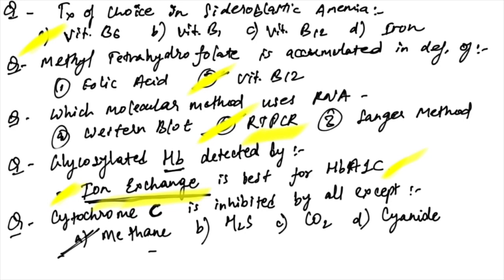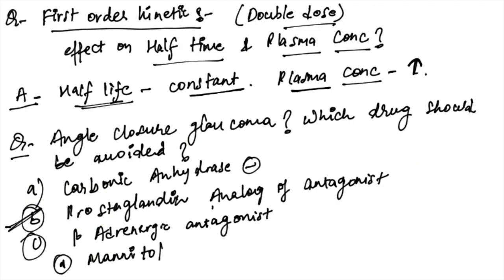Now cytochrome C is inhibited by all except: methane does not inhibit cytochrome C, but H2S, CO2 and cyanide inhibit it. Now first order kinetics, if the dose is doubled, what is the effect on half-life and the plasma concentration? The half-life is constant in first order kinetics and plasma concentration increases.